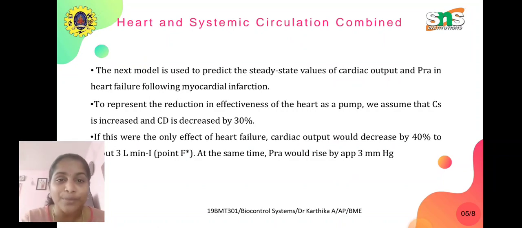See, the next model is used to predict the steady state values of cardiac output and PRA in heart failure following myocardial infarction. To represent the reduction in effectiveness of the heart as a pump, we assume that CS is increased and CD is decreased by 30%. In this way, if this were the only effect of the heart failure, heart output would decrease by 40% and the output is 3 L min^-1 at point F star. At the same time, PRA would rise by 3 mmHg.